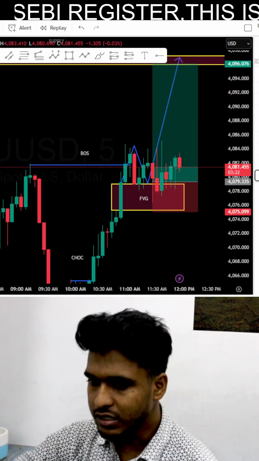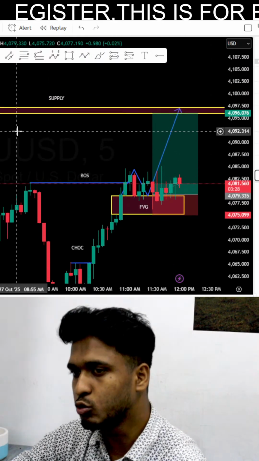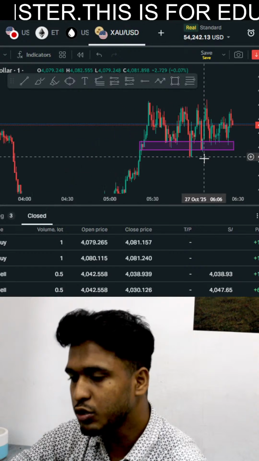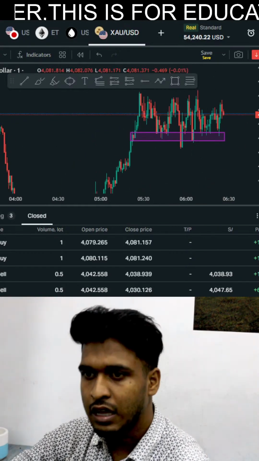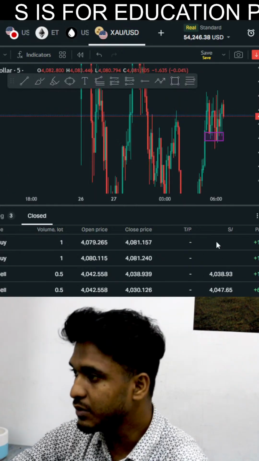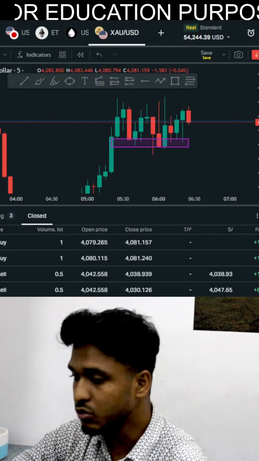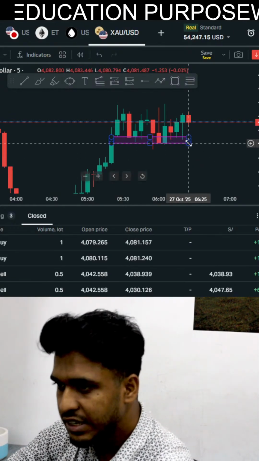Already 1:1 is done. Even though we are just holding it, my target is up to the supply. So those who are watching, if you think you want to take a trade, you can take the trade and make some profit in it, okay? And these are the trades I took previously and I mentioned in our Telegram and I mentioned to you in a live. I have mentioned many trades to you live.